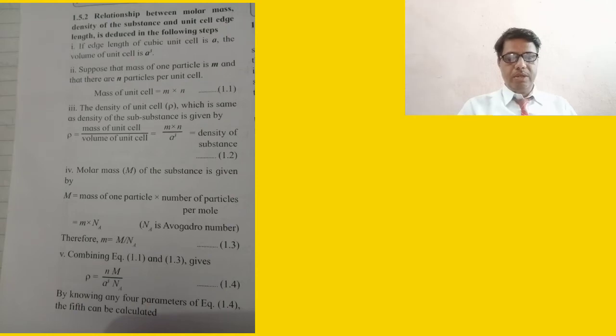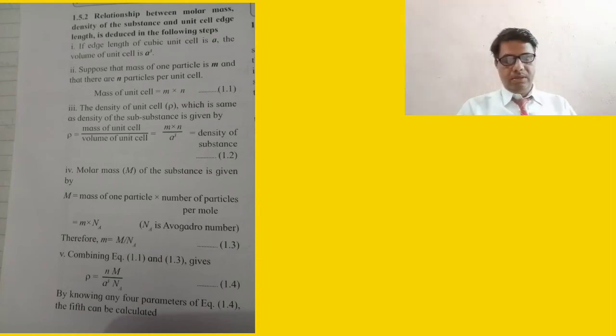This is equation 1.3. If we combine equations 1.1 and 1.3, that is, rho equals, putting the value of m as capital M by Na, into n upon A cube. This is equation 1.4. And this gives the relationship between molar mass, capital M, density of the substance, rho, and the unit cell length, A.